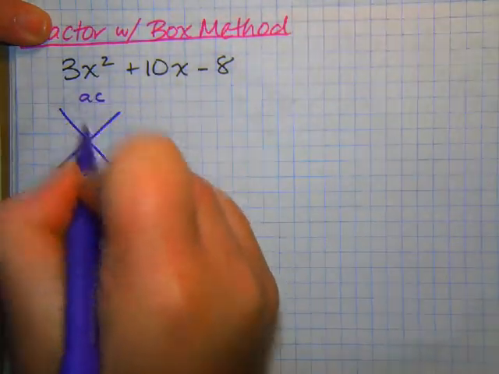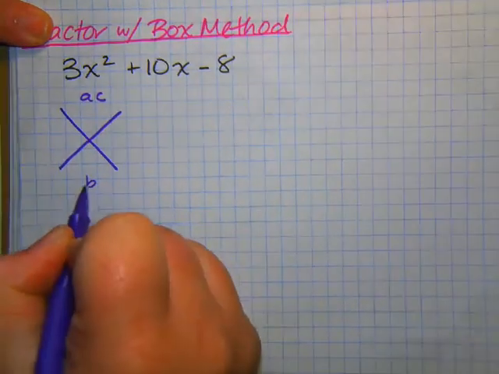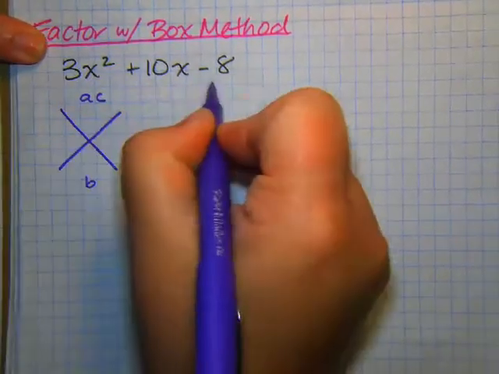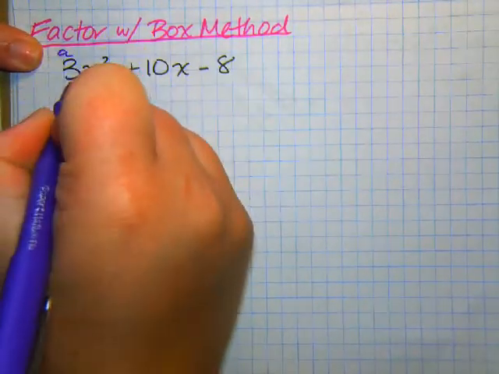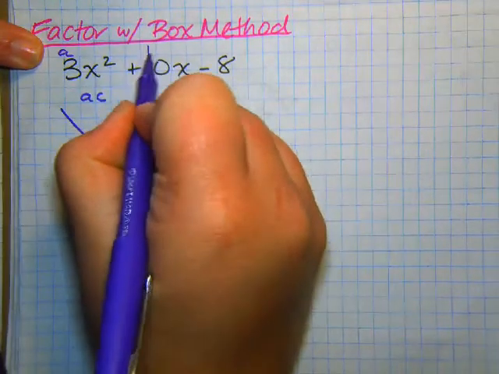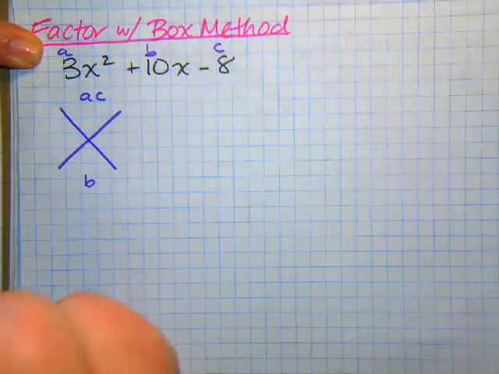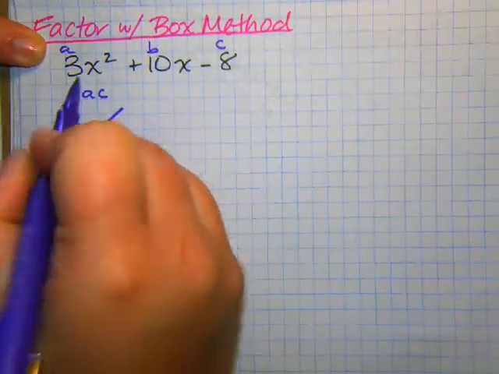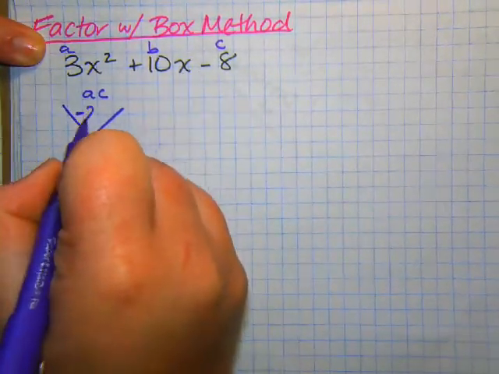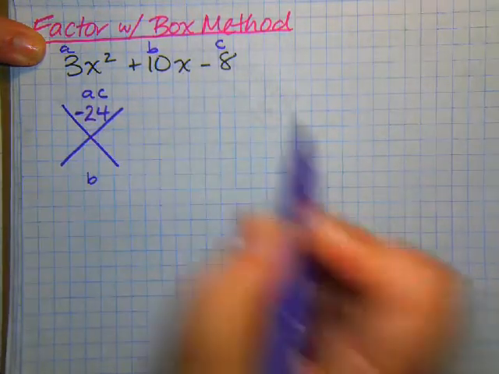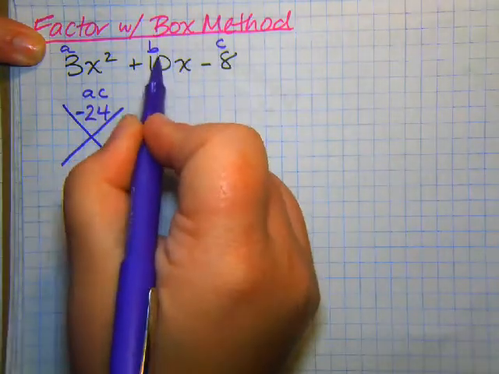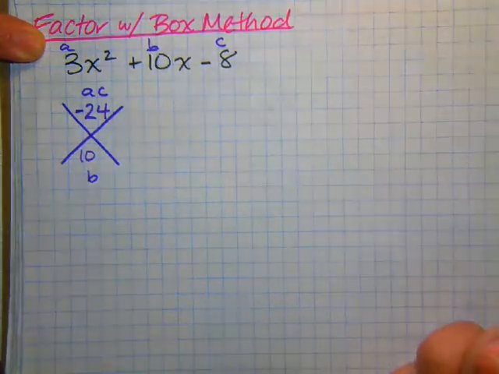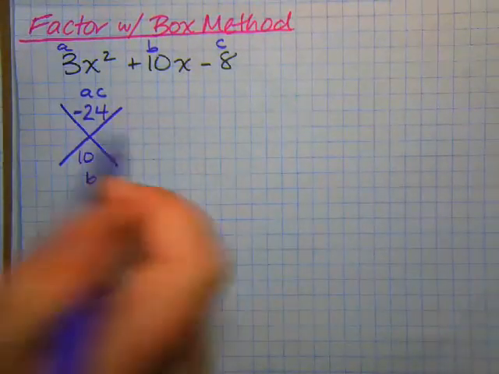Remember that AC goes on top and B goes on bottom. And the way that we find those is if you've got this in standard form, A is the one with the x squared, B is the one with the x, and C is the one without a variable. Okay, so we multiply A and C to get this top number. 3 times negative 8 is negative 24. Okay, and here B is positive 10. So now we need to find these side numbers.